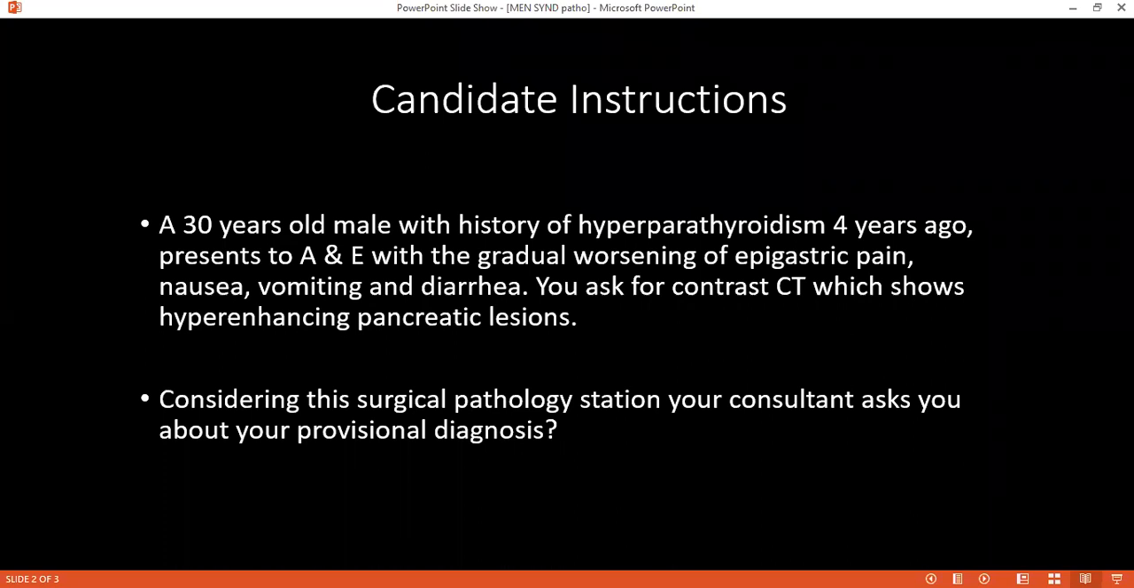Right, so if you have read and understood your surgical pathology station, kindly tell me after reading the stem, what is your provisional diagnosis for this patient? Ma'am, I'm dealing with MEN syndrome 1, as the patient has hyperparathyroidism as well as a pancreatic tumor, which is leading to diarrhea, vomiting, and epigastric pain. Okay, what does this hyper-enhancing pancreatic lesion mean? Ma'am, this can be an islet cell tumor or it can be Zollinger-Ellison syndrome. Very good.